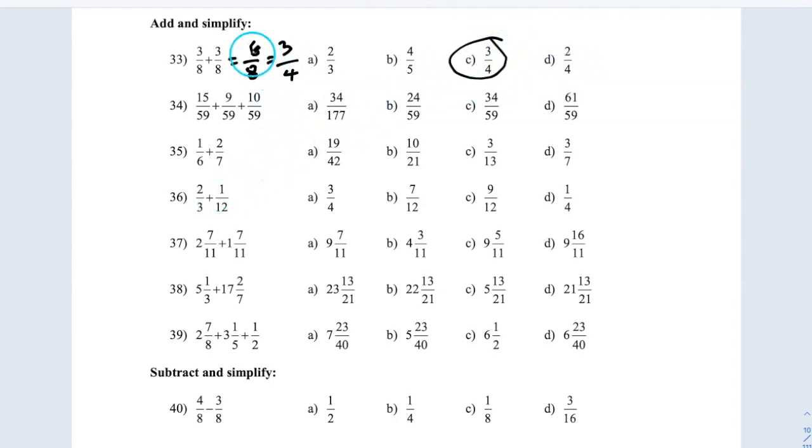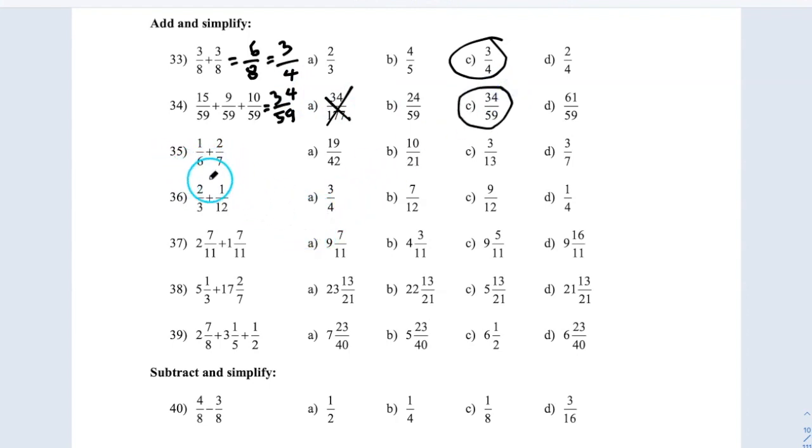Alright? So don't go crazy if you don't see your answer. Try simplifying. They have the same denominator, so I keep the denominator and I do the top. 15 and 9 is 24, and 10 is 34. Remember, I keep the denominator. So if you notice, there's only one with a different denominator. The rest of them have the same denominator. 34. There we go.